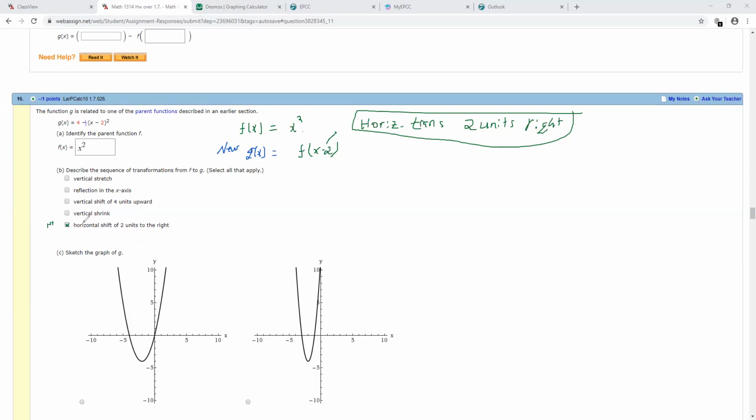Now, what's the next thing? Well, there's nothing left that's being done inside to the original function. This is the only thing. So the rest is outside. And what is being done outside? You look to the closest thing first. What's the next thing closest to this original squaring function here?